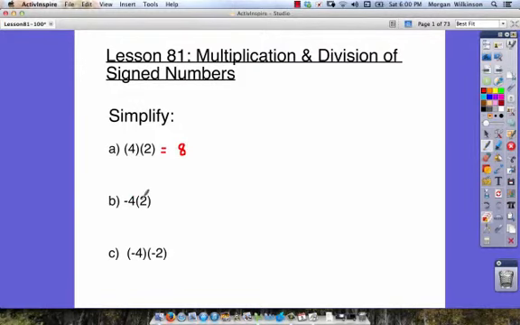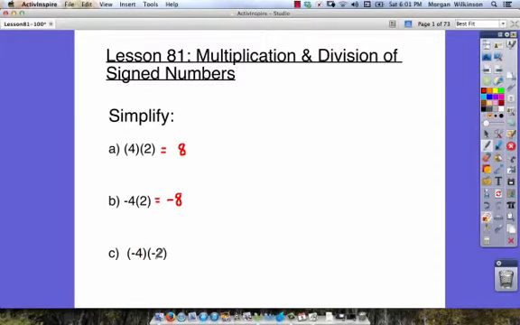Then we have negative 4 times 2. When we multiply a negative number times a positive number, what we're saying is the negative means the opposite of a positive. So the opposite of a positive, that must be a negative. So we're going to get an answer of negative 8. Because negative 8 would be the opposite of positive 8.